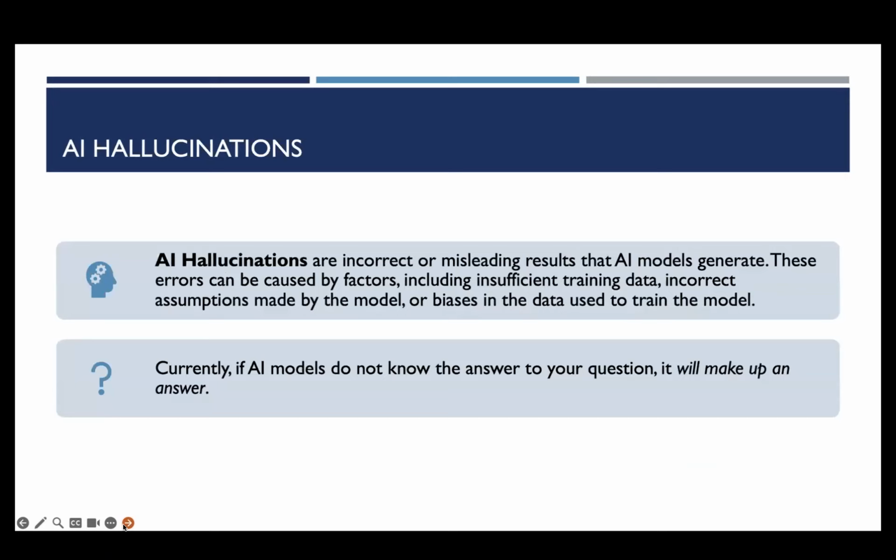There's also a thing called AI hallucinations. They give you misleading results, and the errors can be caused by insufficient training data, incorrect assumptions made by the model, or biases in the data that's used to train it. Currently, if the AI models do not know the answer to your question, they will make up an answer. They are not trained to say, I do not know the answer to your question. They will essentially take their capabilities, scan the data, and infer a response. That may not always be correct, so they call those AI hallucinations. It's very important to check the data that it's providing to make sure that it's accurate.